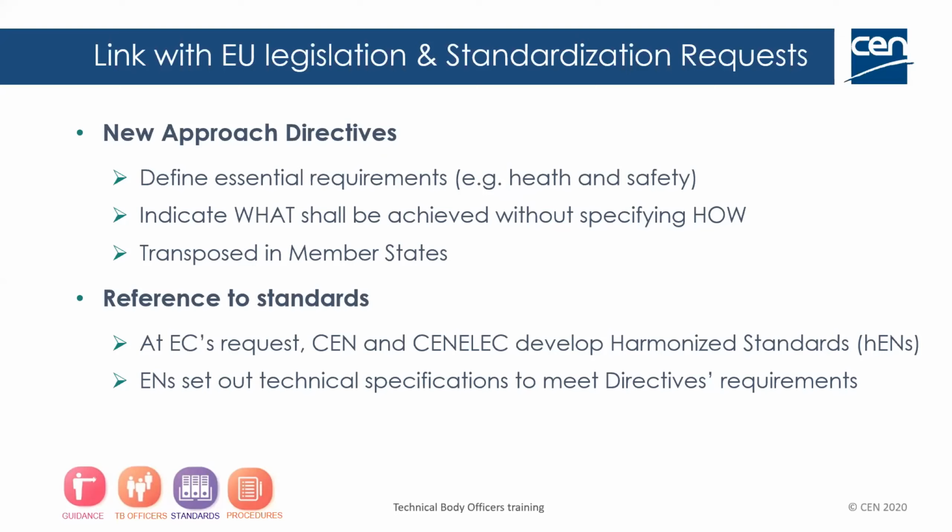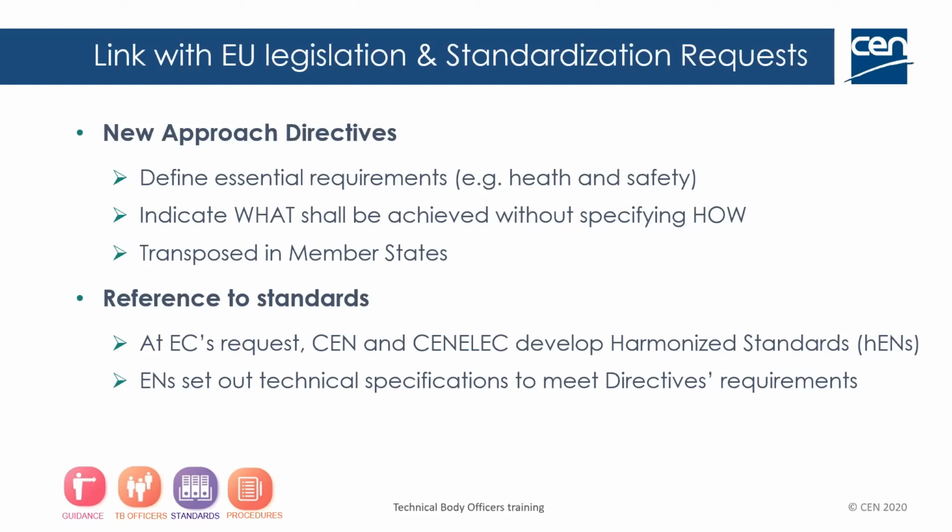So first of all, we need to remember that to develop a harmonized standard in the sense I just explained, we need to have a set of essential requirements which are contained in the directive, usually in an annex. Those essential requirements indicate what should be achieved without specifying how, because specifying how will be done by us through the standards. And of course, the New Approach Directives are transposed in the member states, which makes them applicable to the whole of Europe.